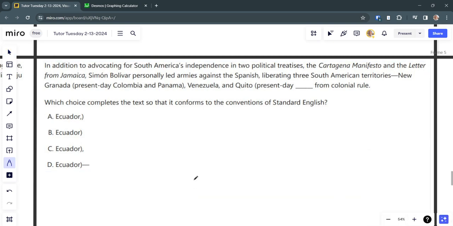In addition to advocating for South America's independence in two political treatises, the Cartagena Manifesto and a letter from Jamaica, sorry, my mic cut out there. Simon Bolivar personally led armies against the Spanish, liberating 3 Southern American territories, New Granada, Venezuela, and Quito, from colonial rule. What are we thinking here?